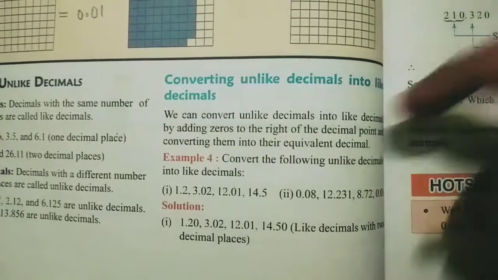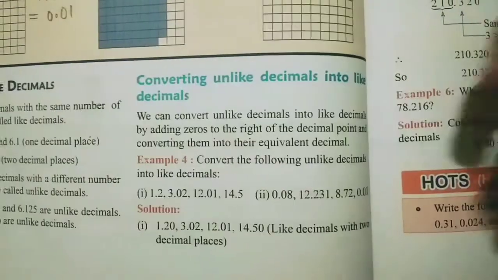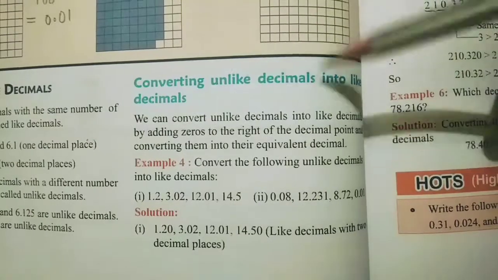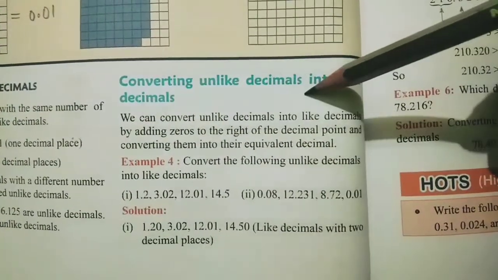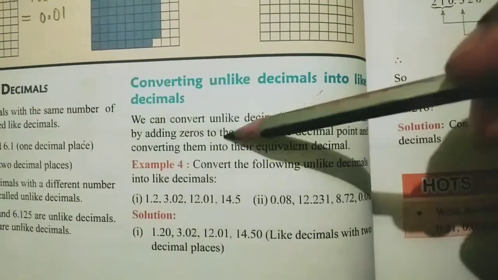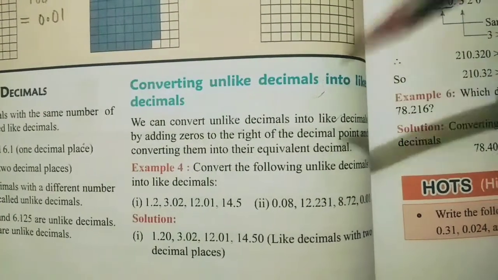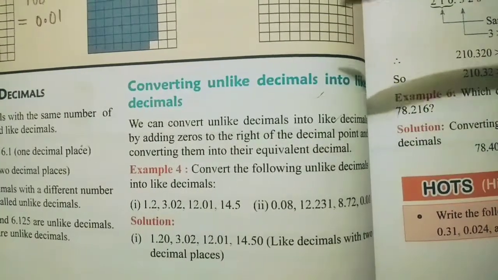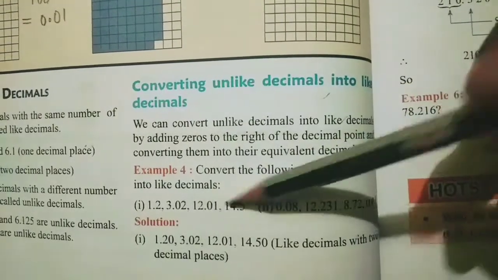Now the next thing given is how to convert unlike decimals into like decimals. So how to make all unlike decimals into like decimals? We can convert unlike decimals into like decimals by adding zeros to the right of the decimal point and converting them into their equivalent decimals. So it's very easy. To make any unlike decimal into a like decimal, you have to add extra zeros to the right side of the decimal point. See here how to convert.